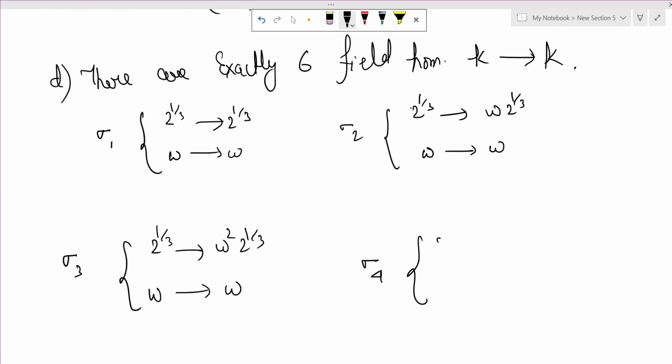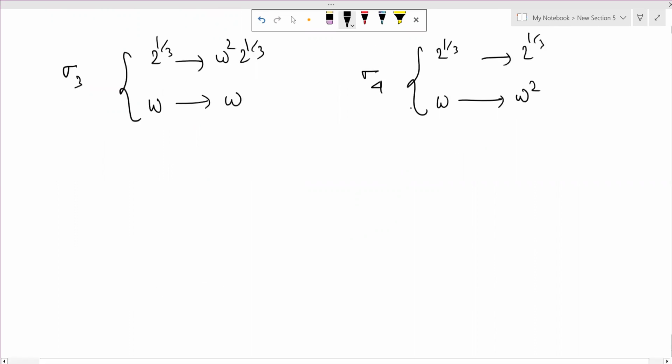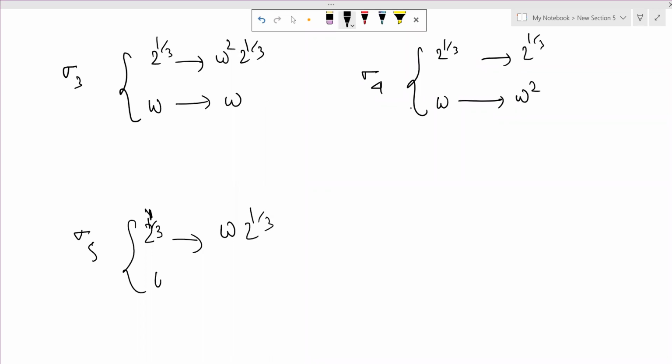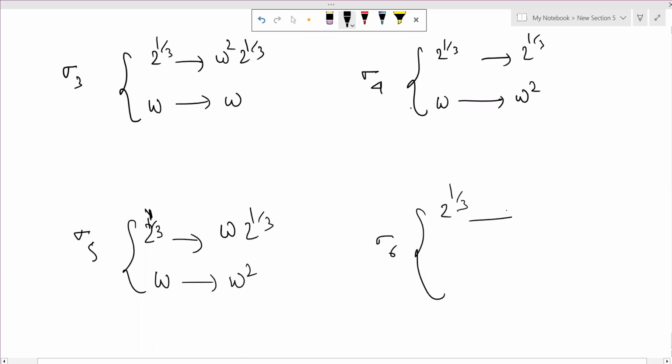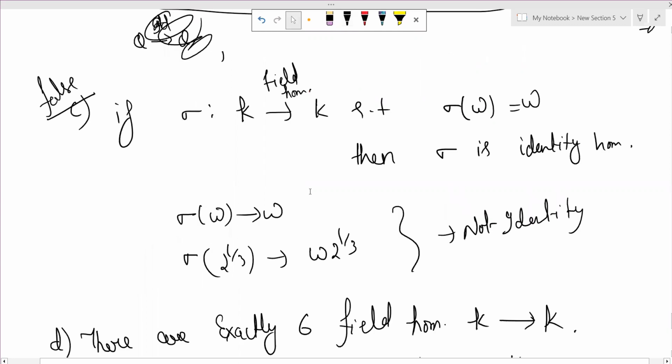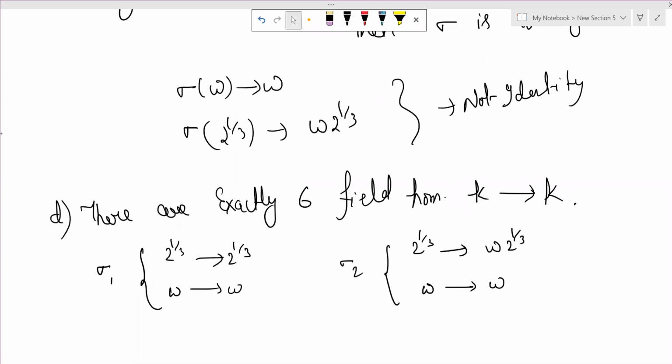2 to the power 1/3 goes to 2 to the power 1/3, omega goes to omega square. What is sigma 5? 2 to the power 1/3 goes to omega times 2 to the power 1/3, omega goes to omega square. What is sigma 6? 2 to the power 1/3 goes to omega square times 2 to the power 1/3, omega goes to omega square. So this is the explicit description of the 6 homomorphisms. So this is the true statement. So this is done.